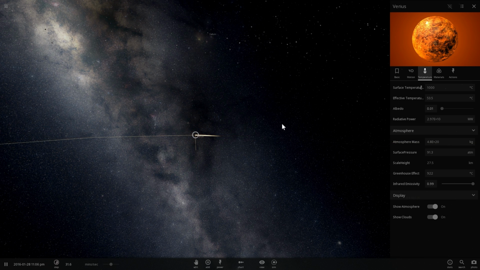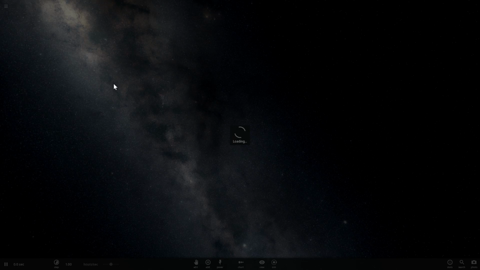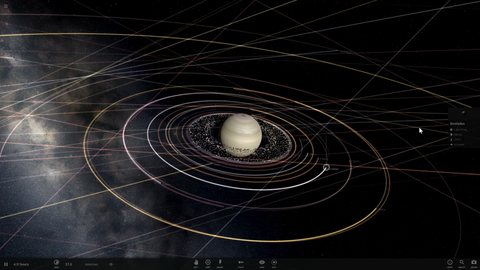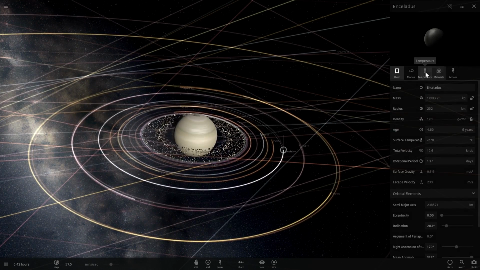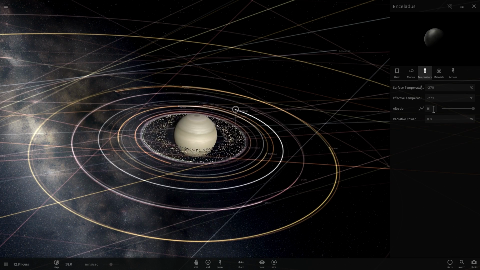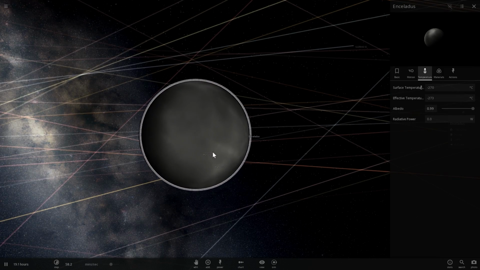There's another object that even has a higher albedo, and this object is right under here. It's one of the moons of Saturn, and this object is called Enceladus. This particular moon has an albedo of close to 1. It's actually 0.99. Essentially, it reflects 99% of all of the light it receives, and this is mostly because of the material that it has on its surface.